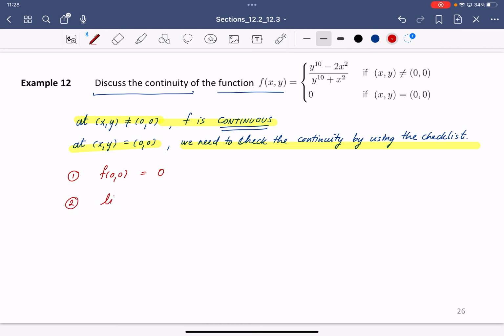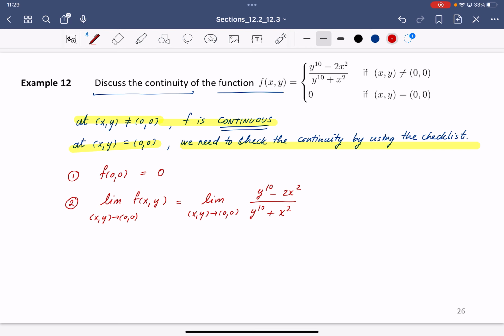Number 2, the limit of f(x, y) as (x, y) goes to (0, 0). This is actually the limit as (x, y) goes to (0, 0) of (y^10 - 2x^2) over (y^10 + x^2). So what is the limit here? What would you do? If you plug in 0 and 0, you get 0 over 0. If you don't see the square root sign or a way to factor properly, you shouldn't use factoring or conjugate.